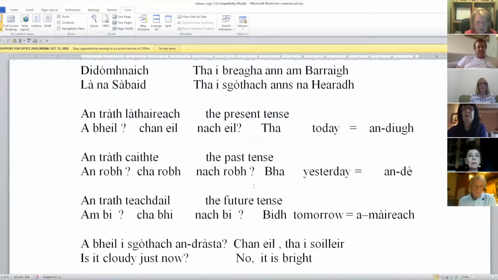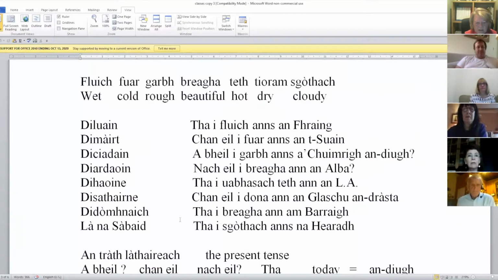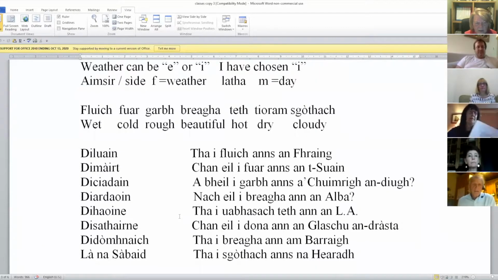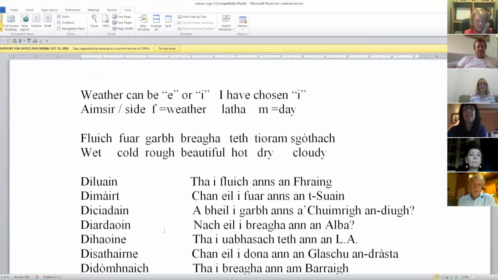So to give you examples with the weather, that's bringing you to the tenses. The weather. I thought we'd start with weather as a subject matter. So weather can be A or E. It can be masculine or feminine. I have chosen E, but the reason why, amashir and shige are both feminine words meaning weather. But la means day, and it's a masculine word. So really, it could be, what's it like today? And it could be the day, or it could be what's the weather like. So that's why we can use A or E. So I've chosen to use E.